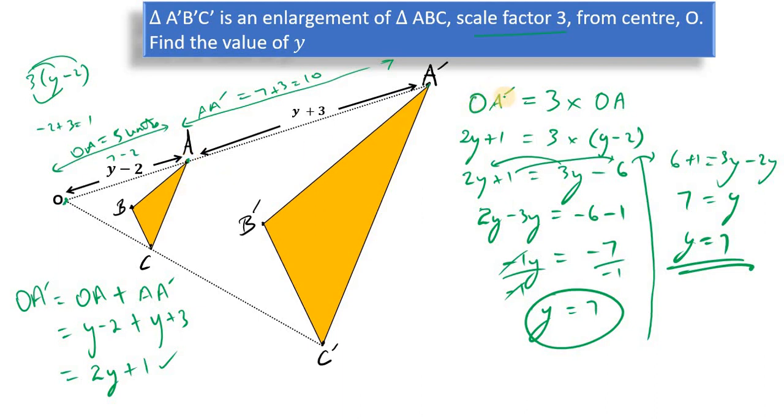Okay, so remember we have that from O to A prime. From O to A prime is 5 units plus 10 units, so that's 15 units. That's the distance. And it's 3 times OA, which is from O to A, 5 units. We can see it makes sense. So 15 units is equal to 3 times 5 units, which is equal to 15. 15 equals 15. So we can see that this formula is correct. And the answer is y equals 7.